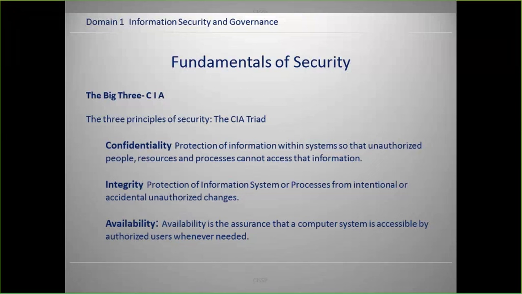Same with digital signature. Okay, then availability. Availability is assurance that the computer system is accessible by authorized users whenever needed. So whenever you talk about security, security should be measured from these three principles only.